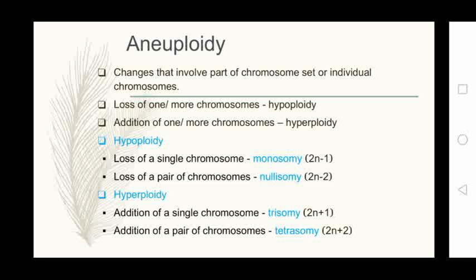Addition of a pair of chromosomes is known as tetrasomy. So here we add 2 extra chromosomes to the basic diploid set of chromosomes. So 46 plus 2, 48. We will have 48 chromosomes after tetrasomy.